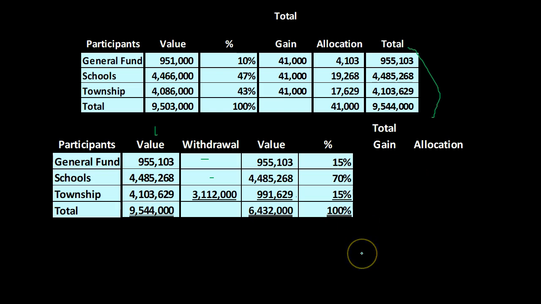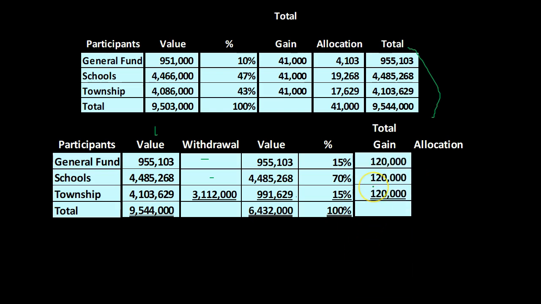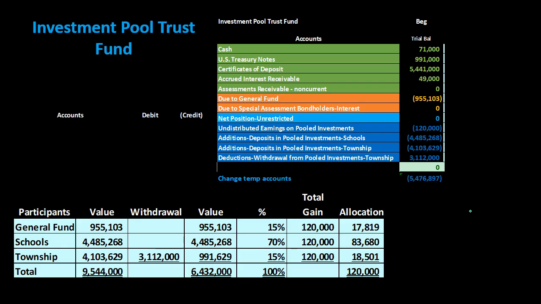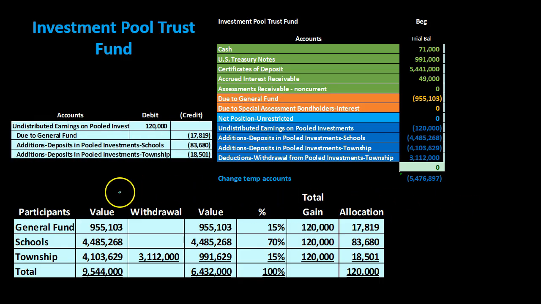to give us our 100%. Then if we take that and multiply times the gain of the 120, the 15%, 70%, and 15% times the 120 would give us the allocation of the 17,819, the 83,680, and the 18,501 for a total of the 120. That'll be our allocation. We could then record that transaction.